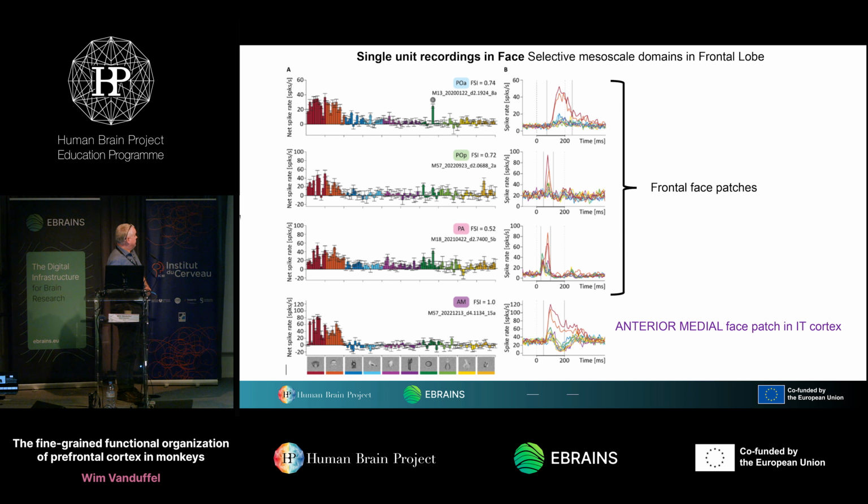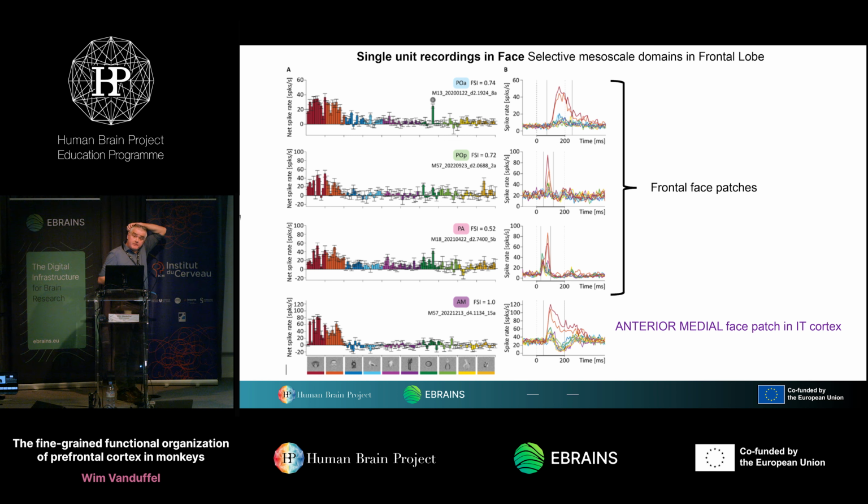Faces, these are objects, birds, bodies, and all kinds of objects. And you see that in all these face patches, indeed defined by fMRI, we do find a great deal of face selectivity at a single neuron level.